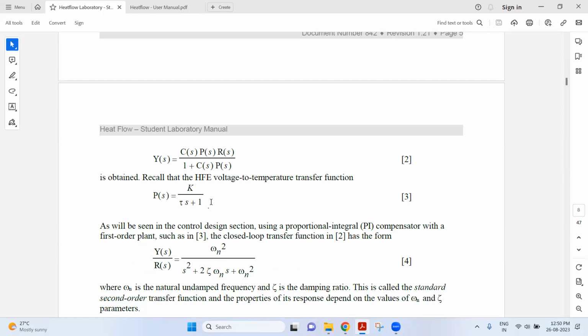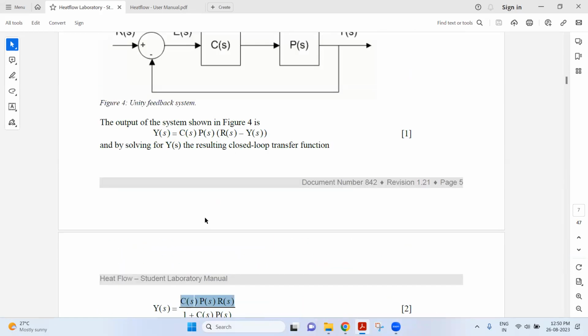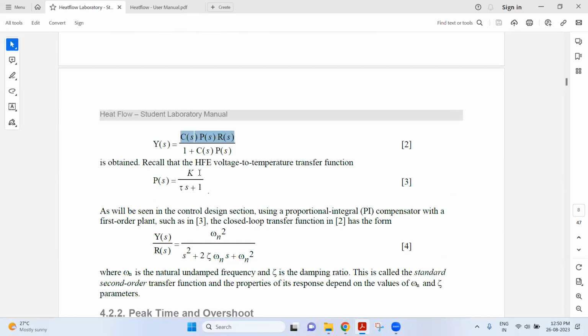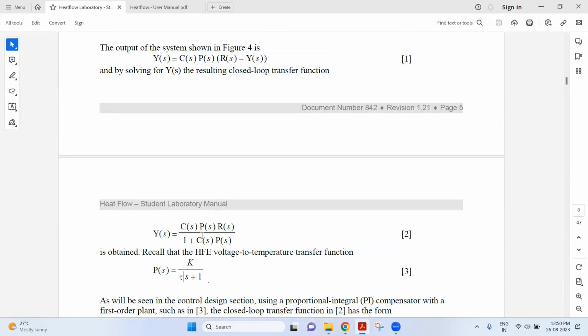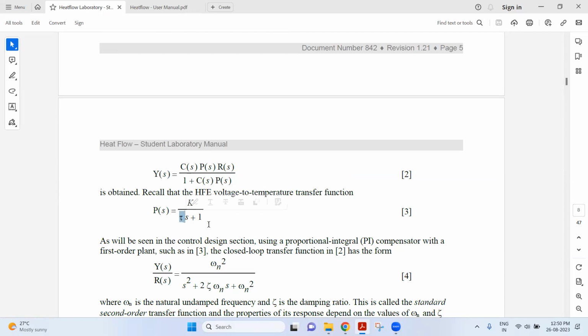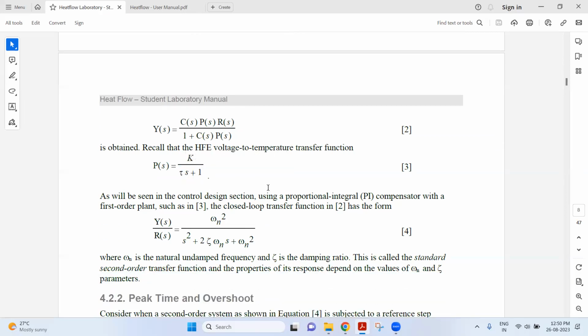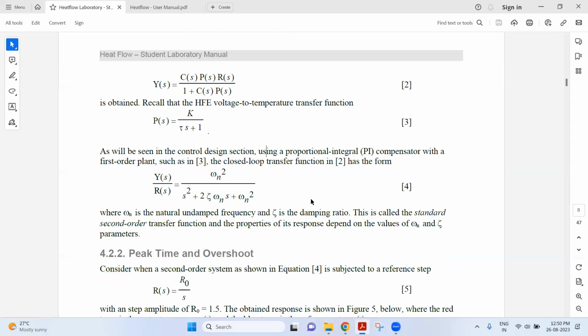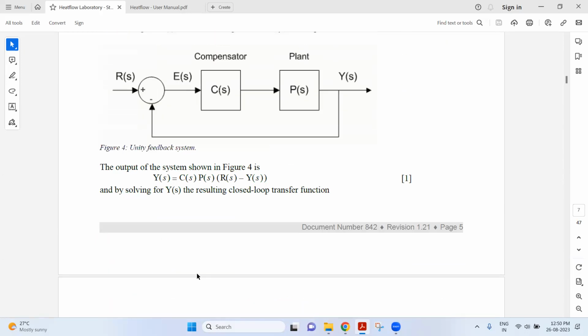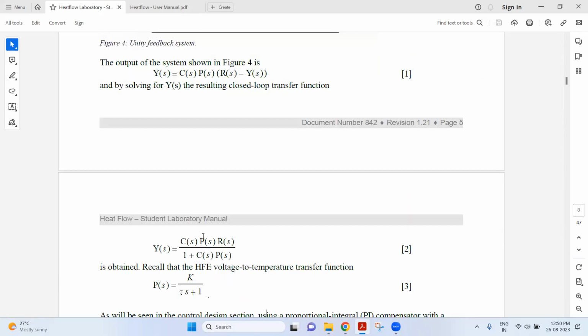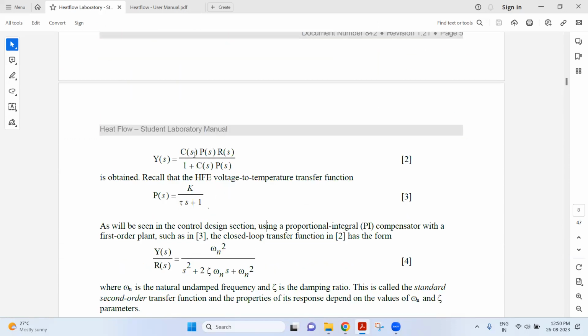They made the equation such that, instead of writing it fully, C(s)P(s)R(s) is nothing but K, and 1 plus C(s)P(s) is tau s. So tau is nothing but the time constant. That much we have done, and here comes the last one. After putting in the actual values of the compensator and transfer function, and substituting all the values here, they have finally written this equation. They have not shown how the values are obtained.